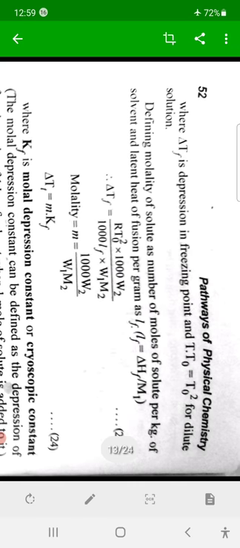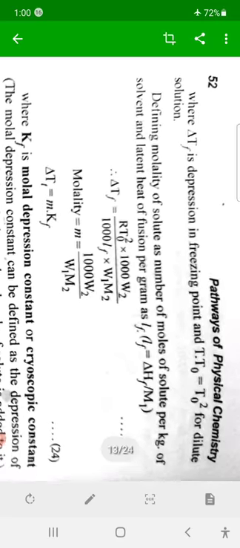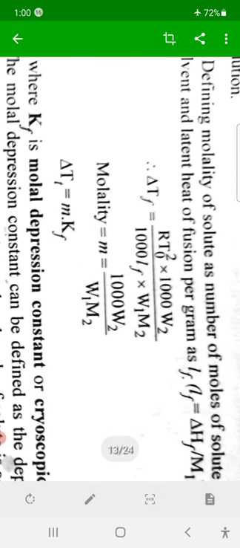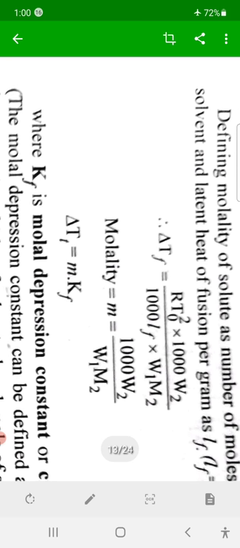Then as per the definition of molality, we substitute that definition, and we get delta TF is equal to R T0 square into 1000 W2 upon 1000 LF into W1 M2. Therefore, as in the previous property, delta Tf is equal to Kf into m. Here, R T0 square upon 1000 Lf is a constant which is known as Kf, that is molal cryoscopic constant, also known as molal depression constant.